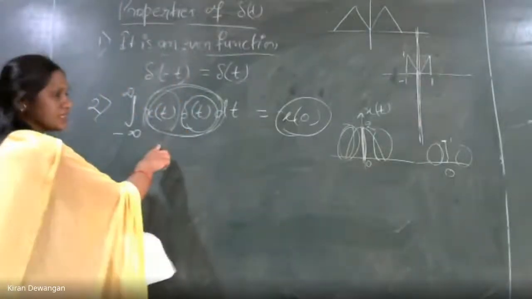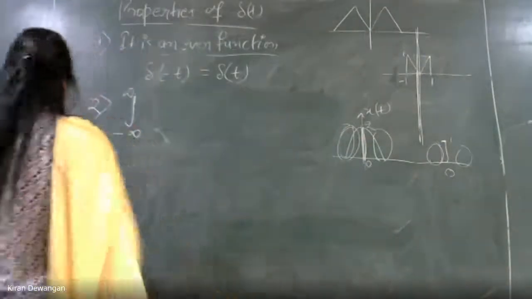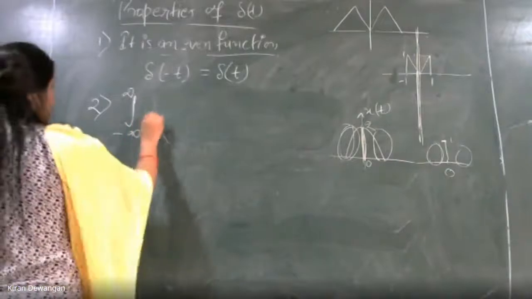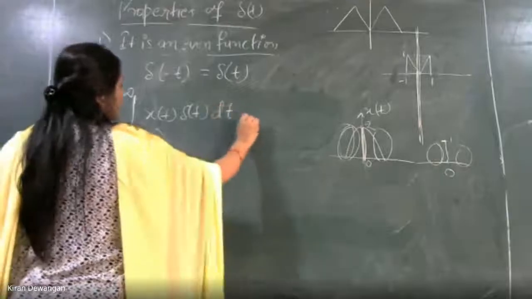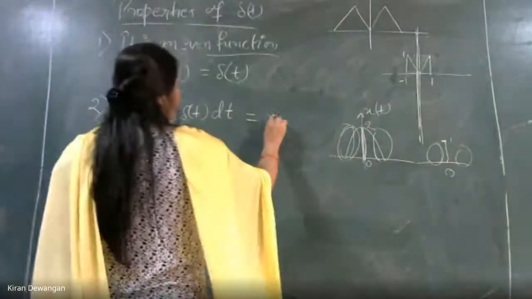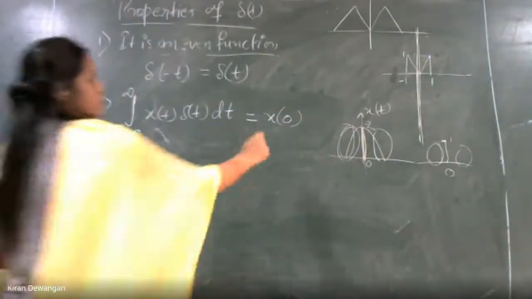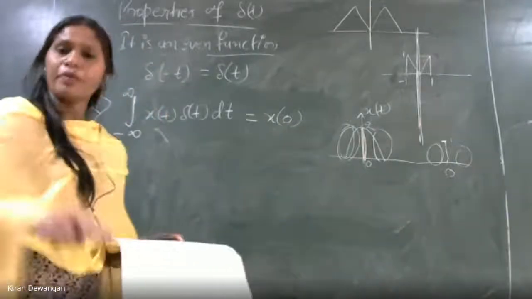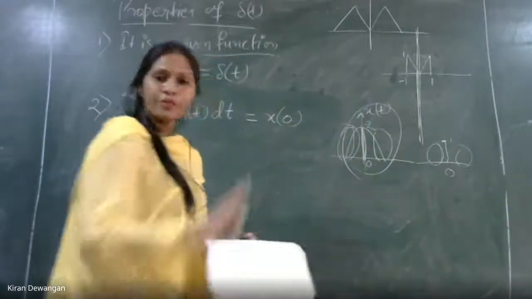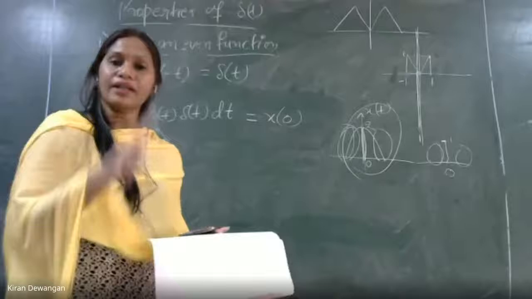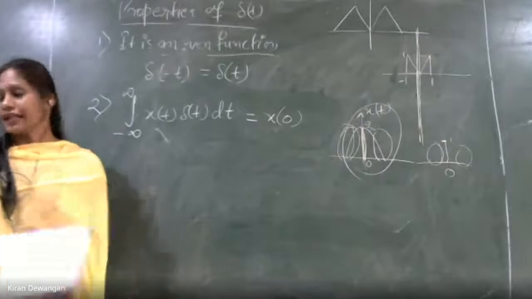Okay? So what is this property saying? It says that the integration from minus infinity to infinity of x(t) del t dt will be the value of x(t) at t equals 0, that is x of 0. Clear? Whatever x(t) is, irrespective of any x(t), it is not necessary that it is this one, for any x(t), the value at t equals 0 is the value of this integral. Okay? That is the second property.